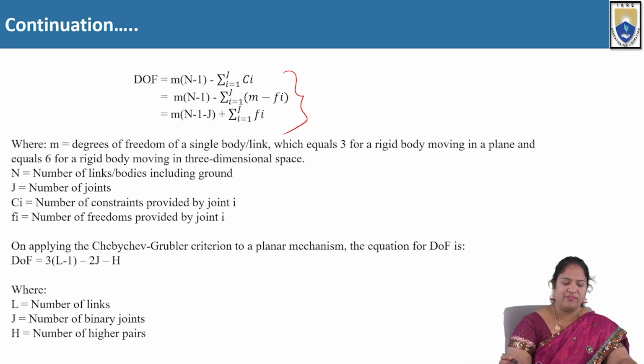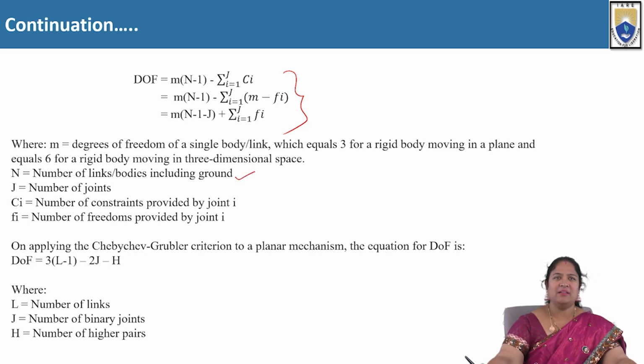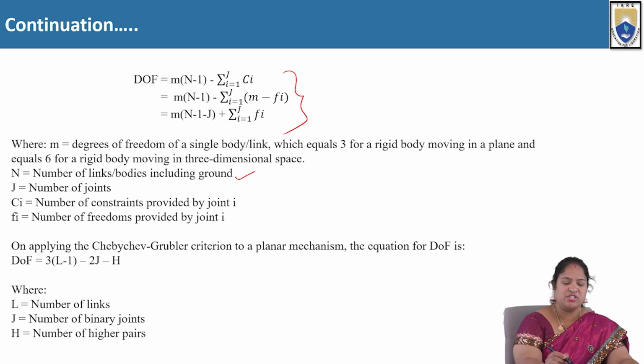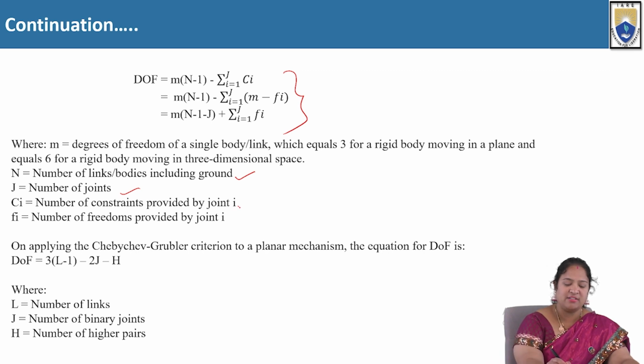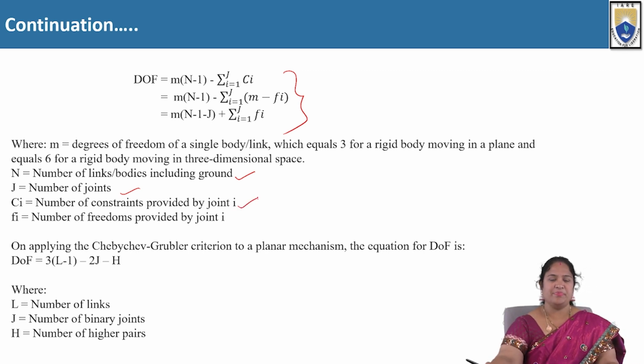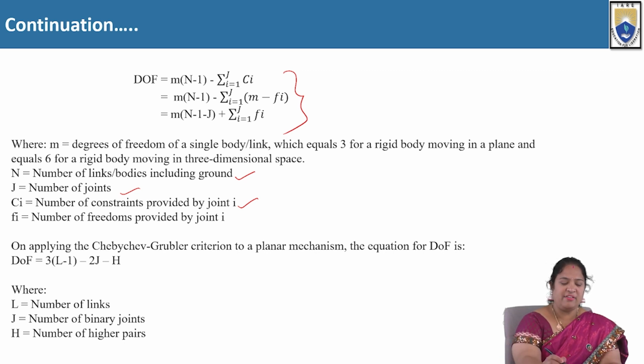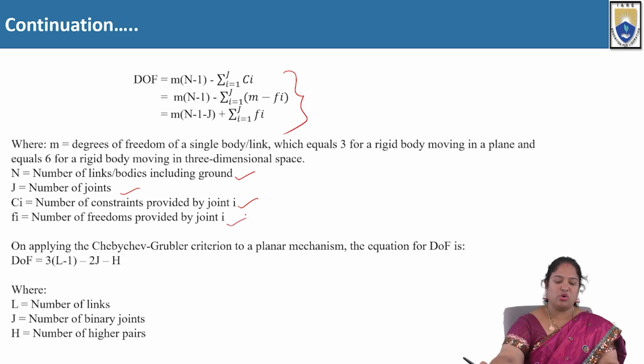sigma i equal to 1 to j of c_i, where n is nothing but the number of links of a particular robot, and j is the number of joints. n is the number of links, j is the number of joints, and c_i is the number of constraints provided by the joint i. Fi is the number of freedoms provided by the joint i.